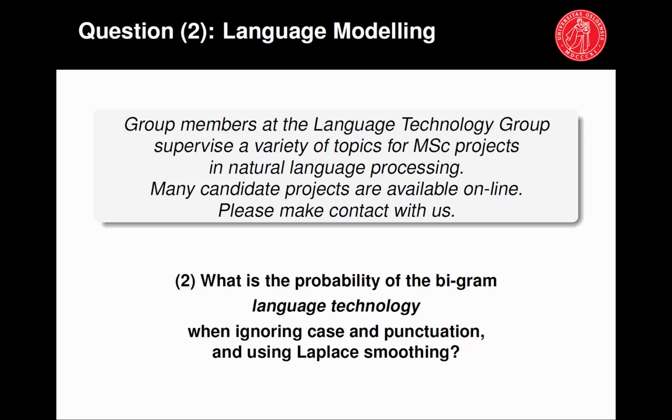Right. The probability of... That's a distinction I hadn't even considered. So you're saying that the probability of the bigram can mean two things. It can mean the bigram probability in a bigram language model, language technology given language, or it could be the probability of language technology occurring in text. And so we get to participate in more of your discussion.